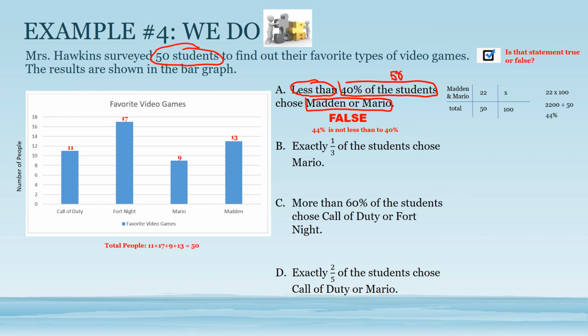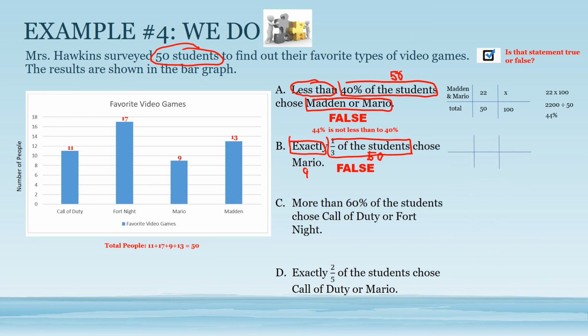B. Exactly 1/3 of the students chose Mario. Remember, we're doing exactly 1/3 of the students. So 1/3 of the 50 students chose Mario. Now 9 students chose Mario. So we're going to use our Big H strategy. So this statement is false.